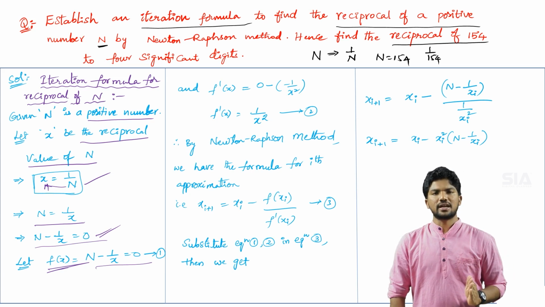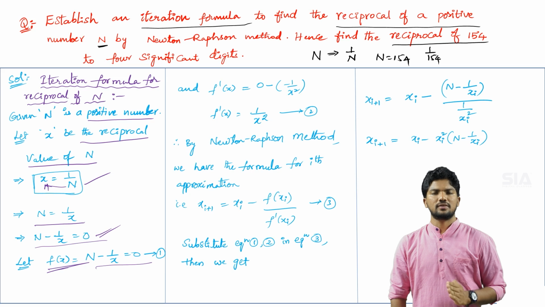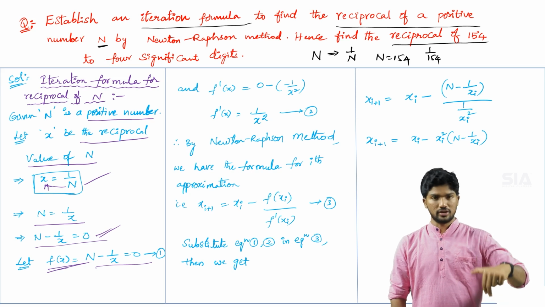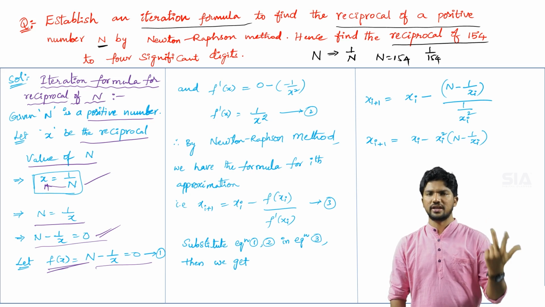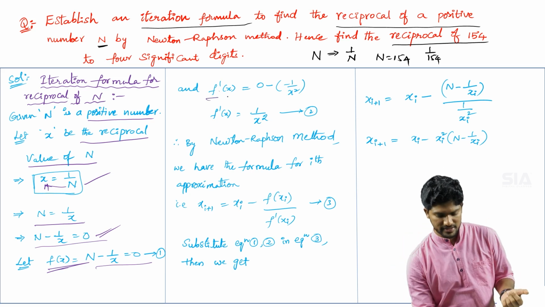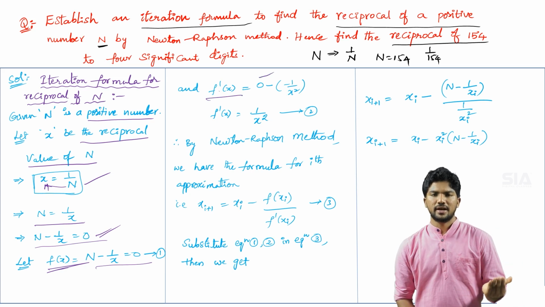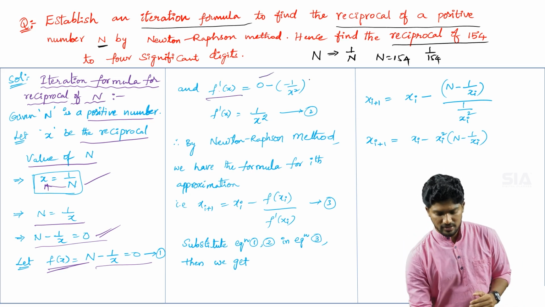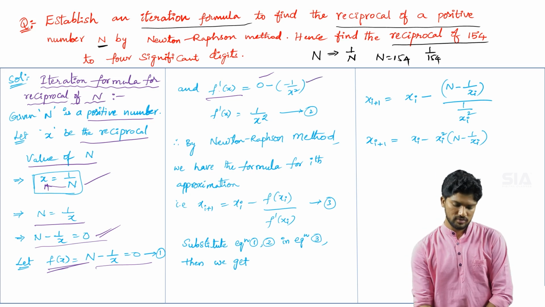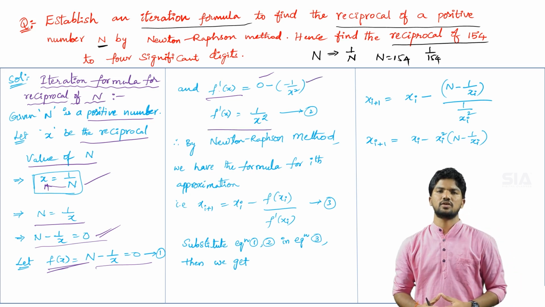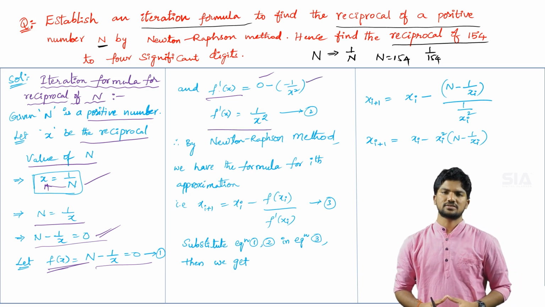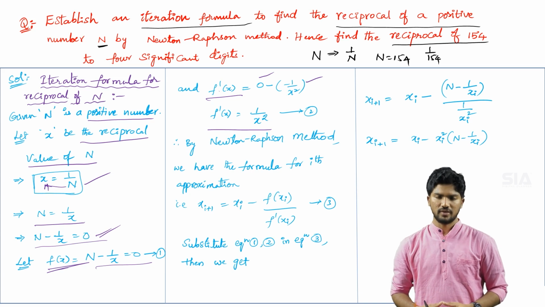To apply the Newton-Raphson method to find the iteration formula for this reciprocal, in the Newton-Raphson method we have the derivative. So f dash of x is equal to, for the constant N it will be 0, and the differentiation of minus 1 by x is plus 1 by x square. If you simplify that value, f dash of x is equal to 1 by x square.